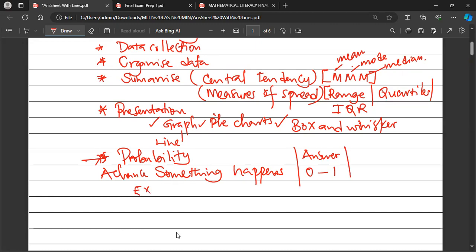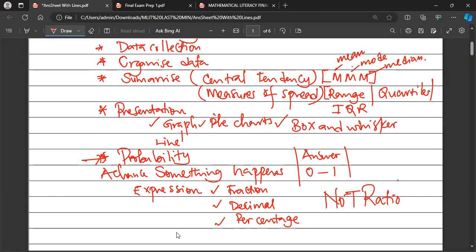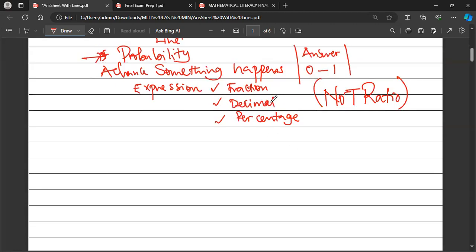Expressions of probability. Probability can be expressed as a fraction in simplified form. Then express it as a decimal. Afterwards, you can also express it as a percentage. Please do not express it as a ratio. Probability is not expressed as a ratio. It is a fraction, a decimal, a percentage. Those are the three expressions of probability.